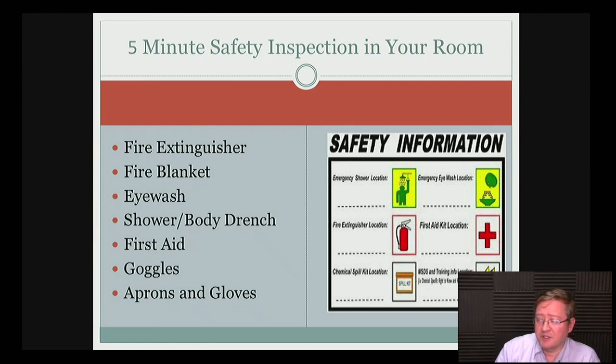Even this is something you can talk about during an interview. If you're wanting to be doing a lot of science, ask them, what safety do you have? What are the safety regulations or what are your safety procedures in the classroom? And ask to see the classroom.